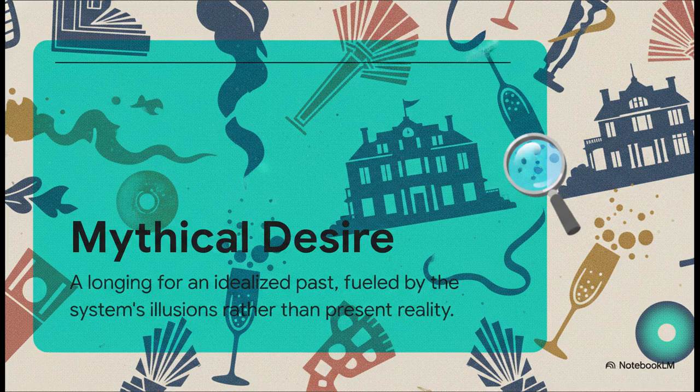And the final pattern powering this whole system is mythical desire. You see, the system doesn't run on reality. It runs on a longing for an idealized past. Just as Nick observes, Daisy could never live up to Gatsby's dreams, not because of who she really is, but because of the colossal vitality of his illusion. The system literally fuels itself on this impossible kind of longing.